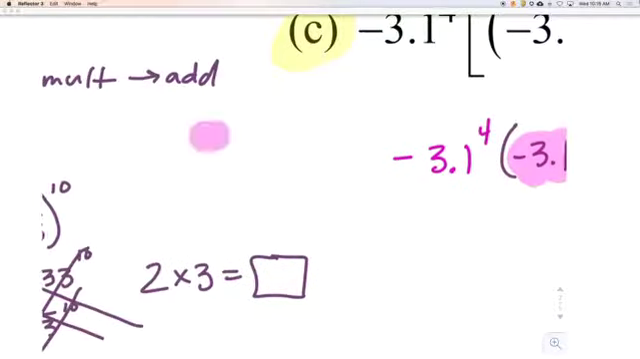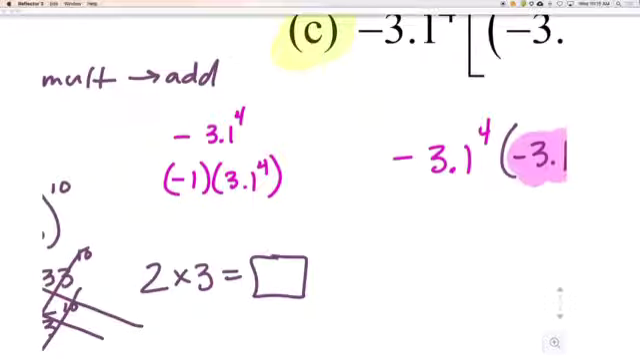Let's go off to the side. When you have negative 3.1 to the fourth, that is the same as negative 1 times 3.1 to the fourth. The exponent is only associated with the base that is immediately to the left. If you want that exponent to be included in other factors, whether it's an explicit or an implicit factor like negative 1, you need parentheses. So that's a careless mistake. You want to avoid careless mistakes.